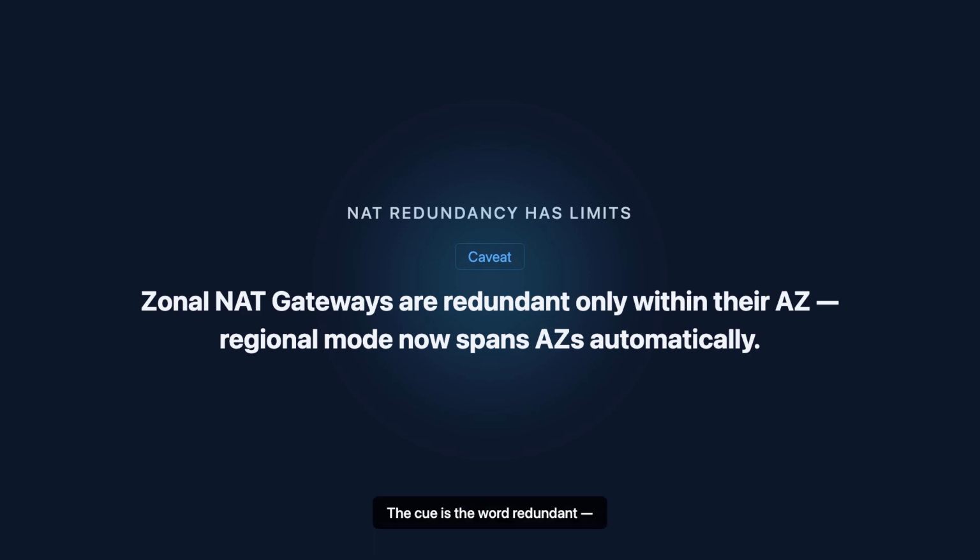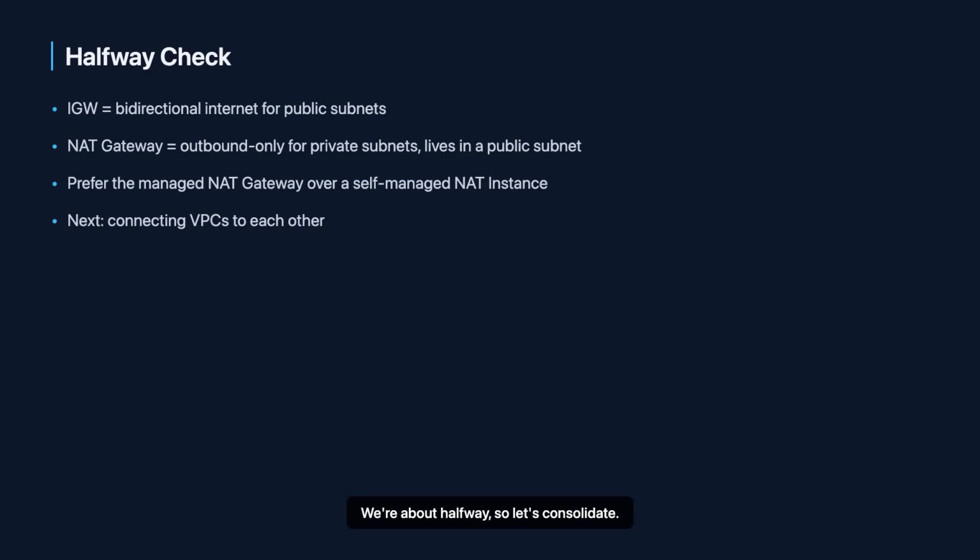The Q is the word redundant. A zonal gateway covers one zone, while regional mode covers the whole region for you. We're about halfway, so let's consolidate.